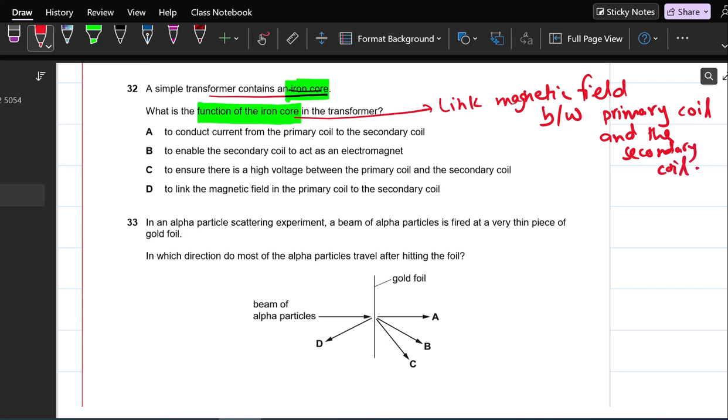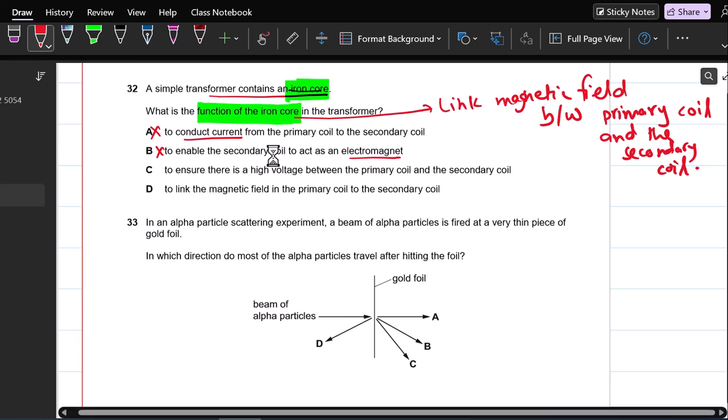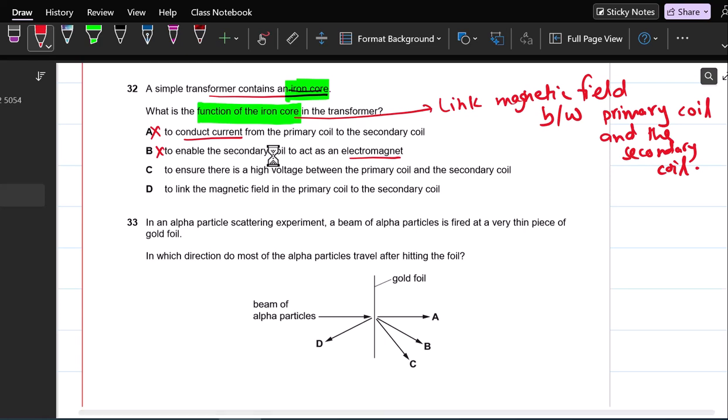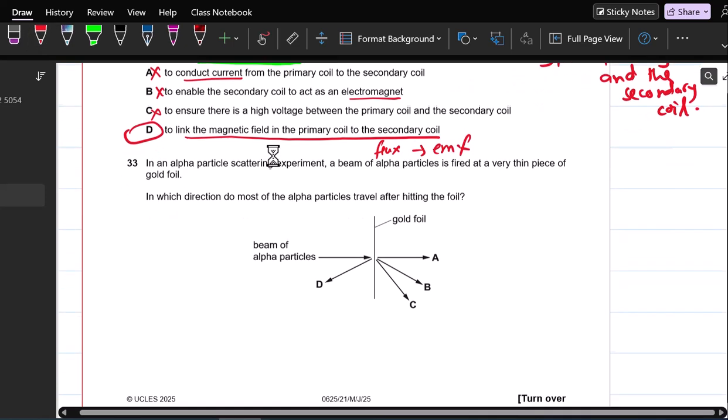So we have to see the options. To conduct current from primary, no, current is not going to be conducted. To enable secondary coil to act as an electromagnet, no, it is iron core, iron is a soft magnet. To ensure high voltage, no, voltage is not going to be there. To link the magnetic field in the primary to the secondary coil, yes. Then flux will be produced and EMF is going to be induced. So D is right.